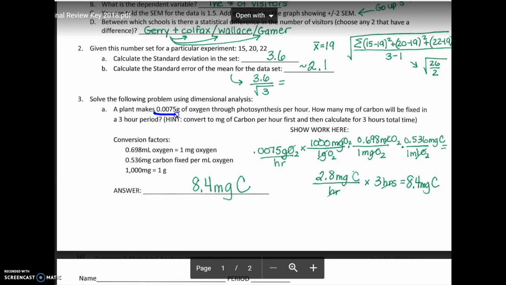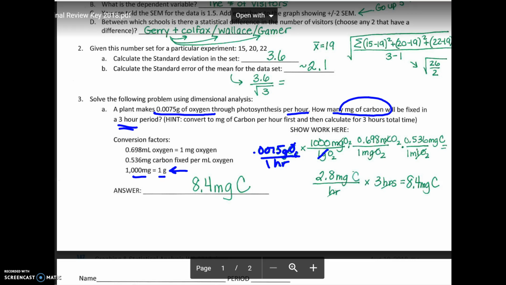So I was given that I had 0.0075 grams of oxygen per hour. So I went ahead and wrote that piece of information that I've been given: grams of oxygen per 1 hour. The next thing I notice is what they're asking is how many milligrams of carbon will there be fixed, or produced is what that means, in a 3-hour period. So the first thing I need to do is get from grams of oxygen to milligrams of carbon. So I can see some conversions here. I can get from grams of oxygen to milligrams of oxygen, and that was my first step. I set it up so that my grams would cancel.